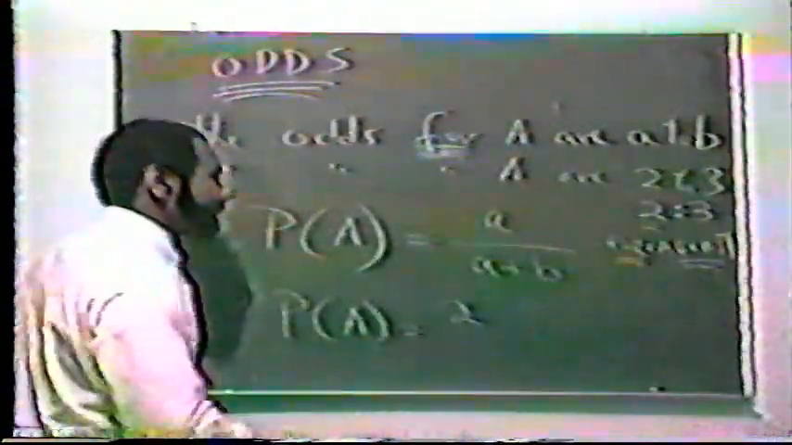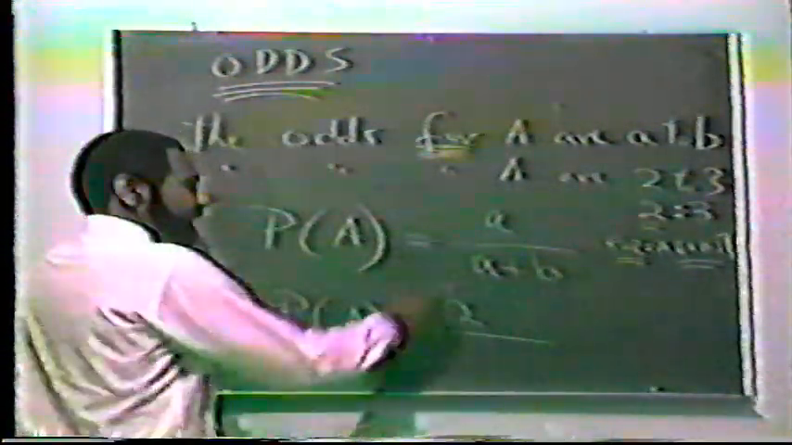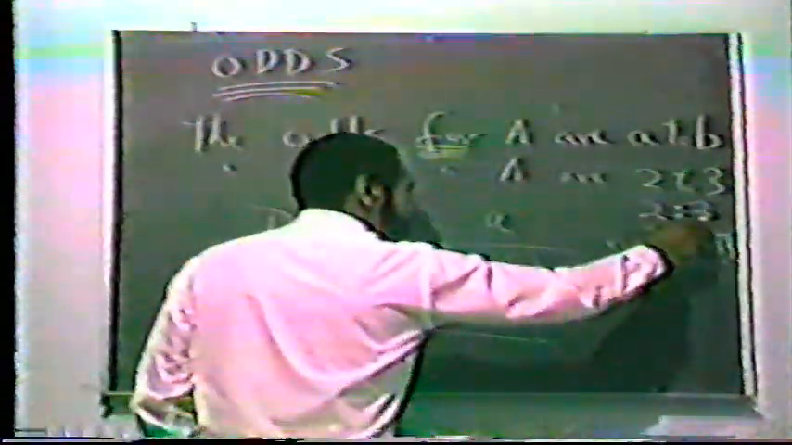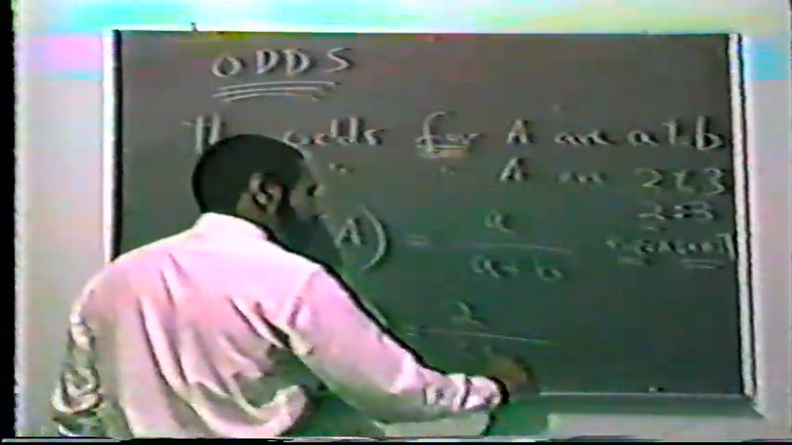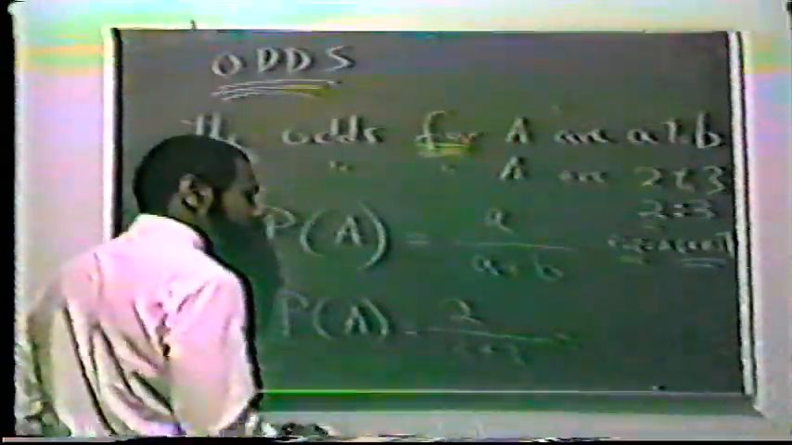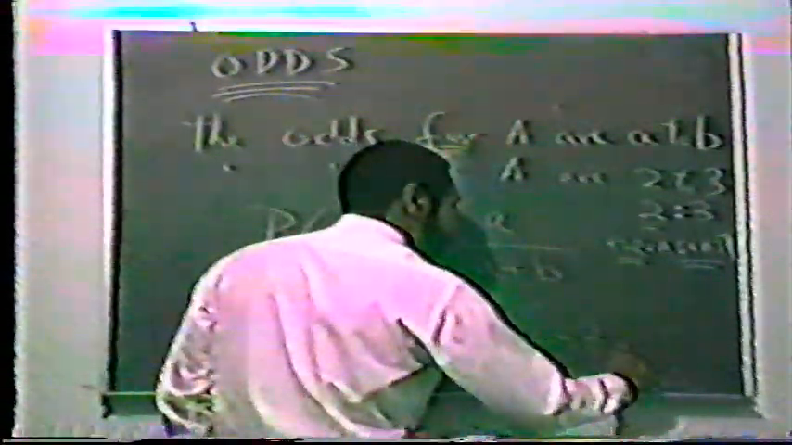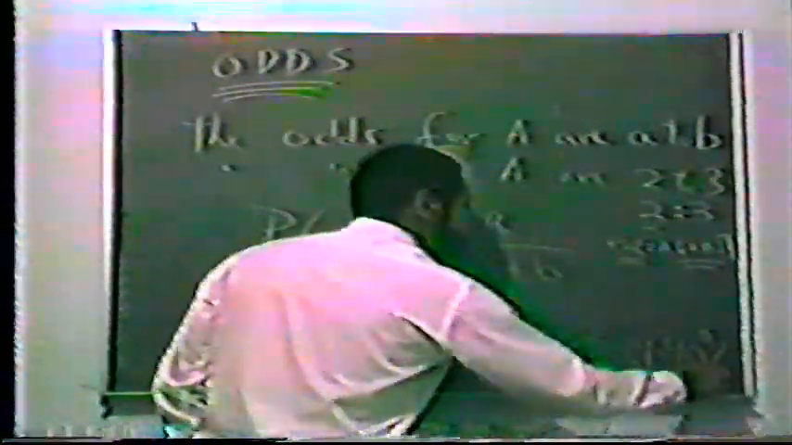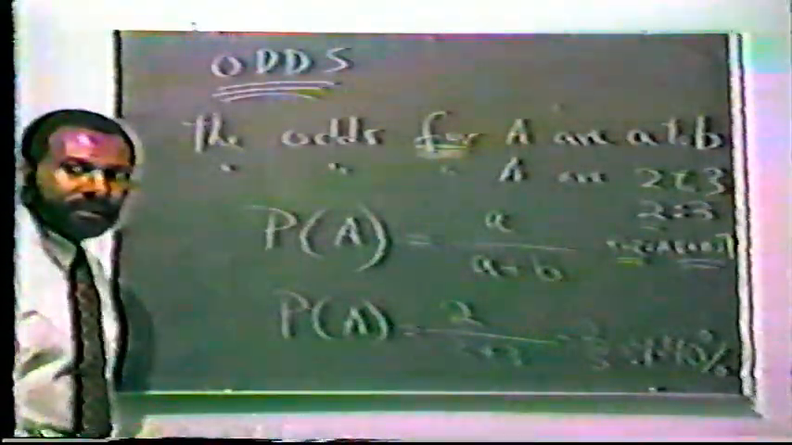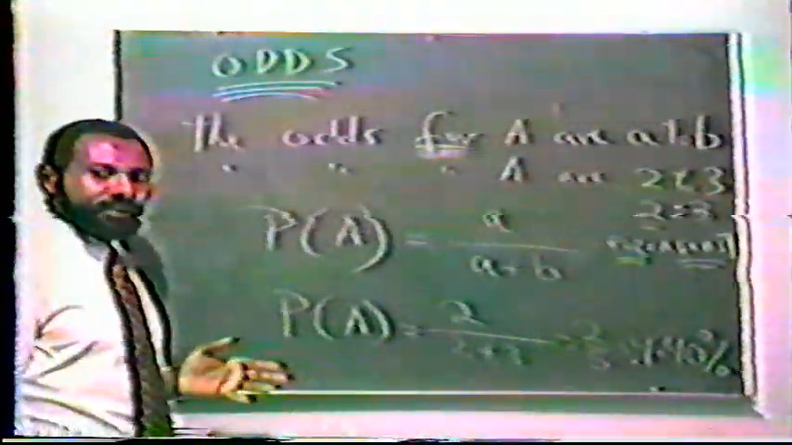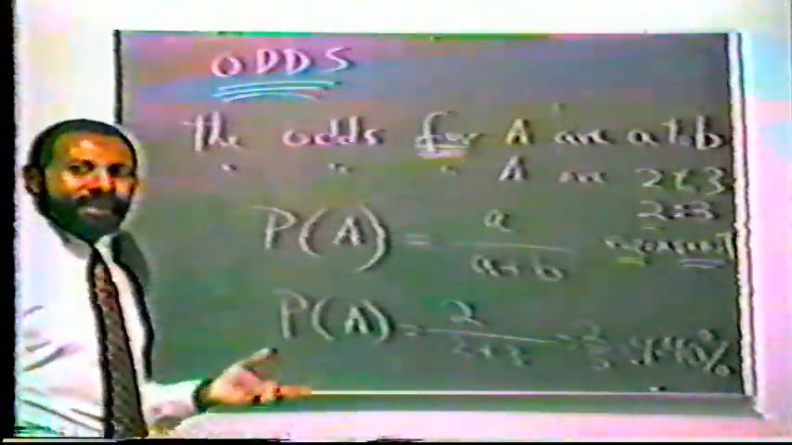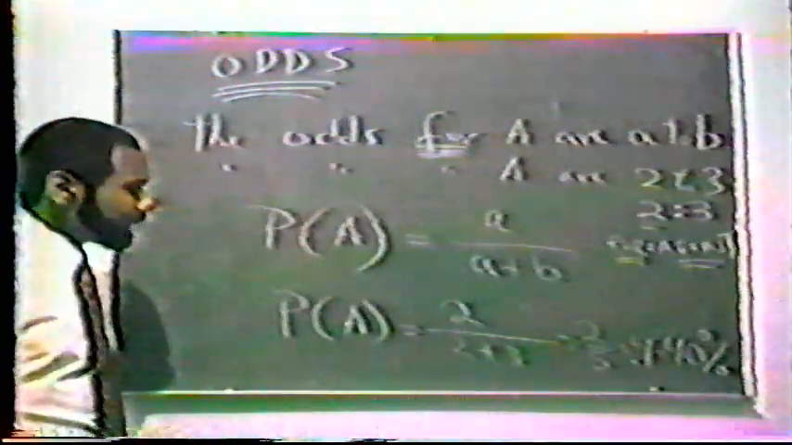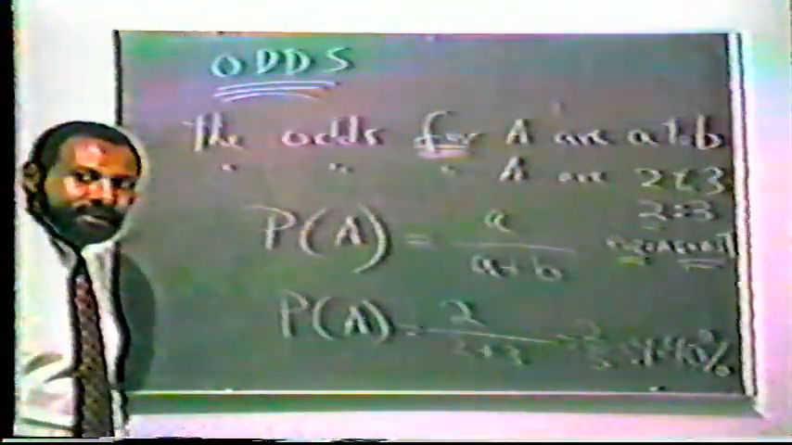So that goes on top, the 2. That's A in the formula. In your denominator, you add the 2 and the 3 together. So I would have 2 plus 3, and that would give me a probability of 2/5 or 0.4 or 40%. Any problem involving odds, if you know the odds for an event, then you can figure the probability for that event by doing this.